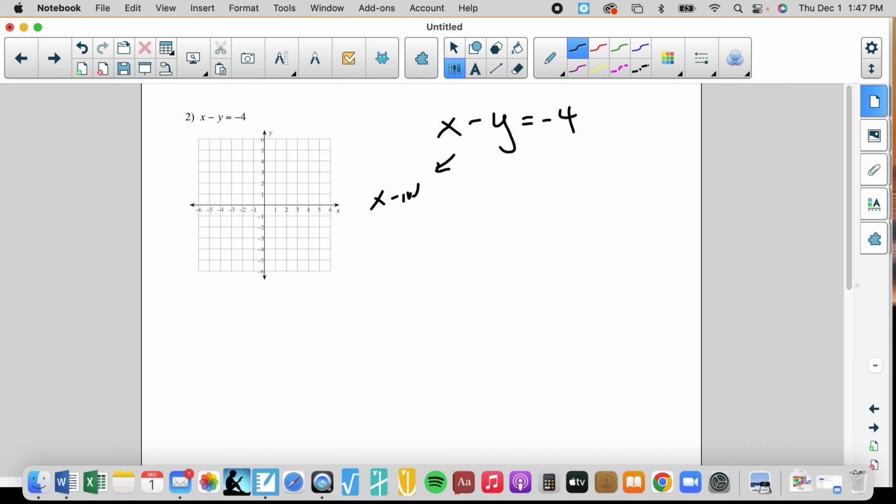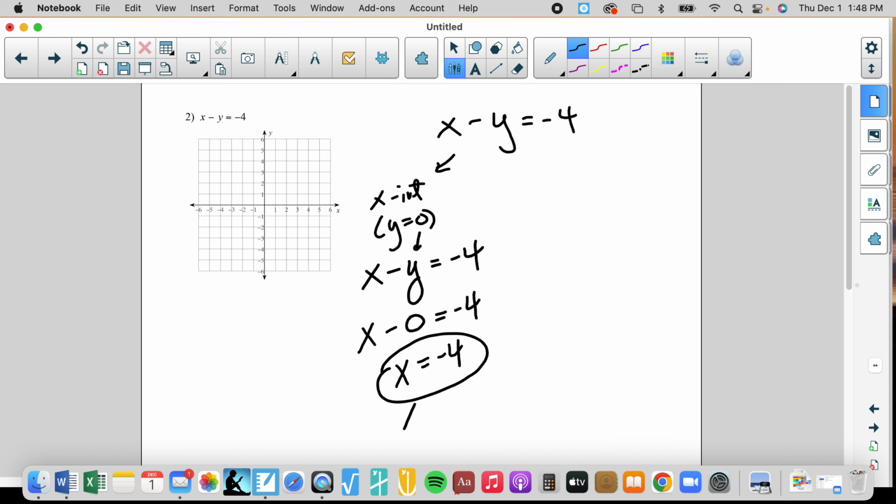We're going to find the x-intercept. We're going to put 0 in for y. So we take this equation and we plug in 0 for y. So we get x minus 0 equals -4. x equals -4. That is going to be my x-intercept. Then we find the y-intercept. We're going to put 0 in for x. If we're looking for the y, the other one gets the 0.